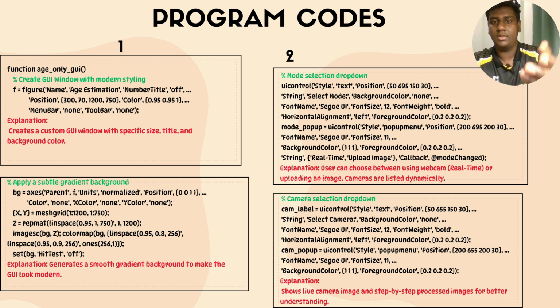And also we have a mode selection drop-down, where the user can choose between using a webcam in real time or uploading an image. And also we can list the cameras dynamically, for example the internal or external camera. And the next one is the camera selection drop-down, which shows a live camera image and a step-by-step process of the image for better understanding.